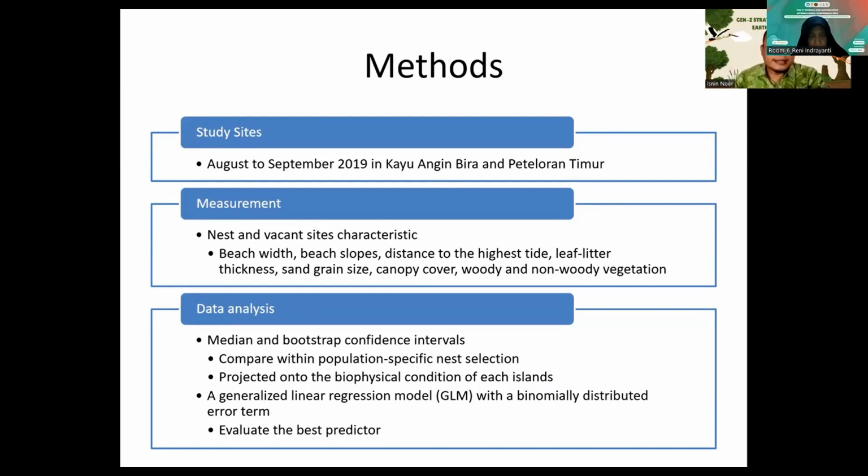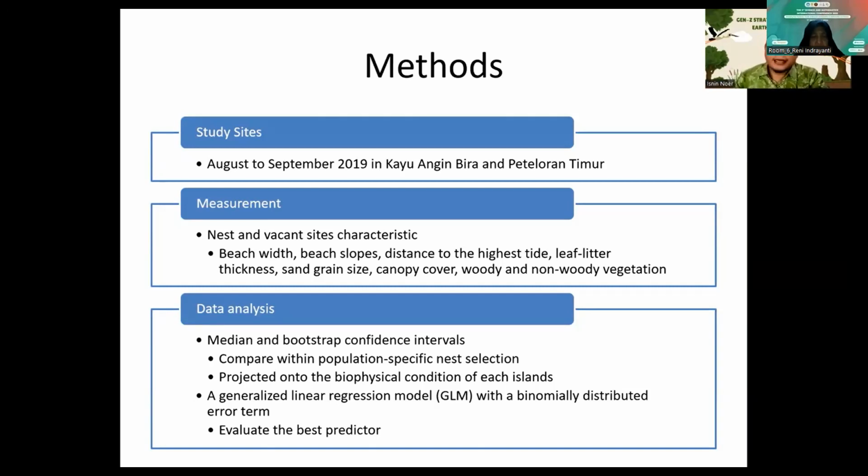To assess whether the nest selection criteria used by turtles reflect differences in the availability of suitable habitat on both islands, we also measured similar data at random sites located 20 meters from the nest site. We compared nest site attributes between the two islands. We also projected nest site attributes onto the biophysical conditions of each island to figure out whether nest selection variability, if any, is reflected by the availability of suitable nesting habitat.